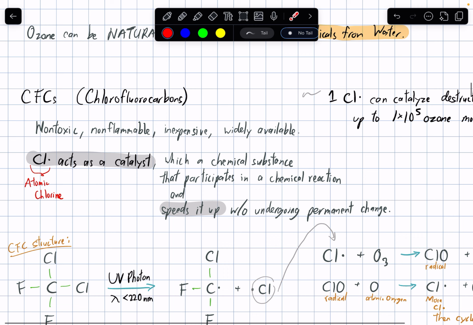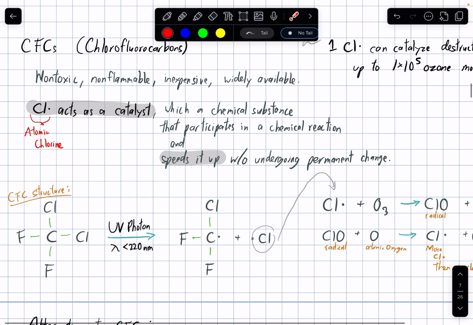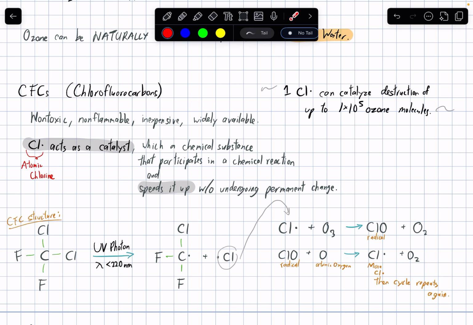For one, atomic chlorine is a free radical, and it essentially acts as a catalyst, which is a chemical substance that participates in a chemical reaction and speeds up the process without undergoing permanent change. So in perspective, just one atomic chlorine can catalyze the destruction of up to 1 times 10 raised to 5 ozone molecules. That's a lot for just one atomic chlorine.